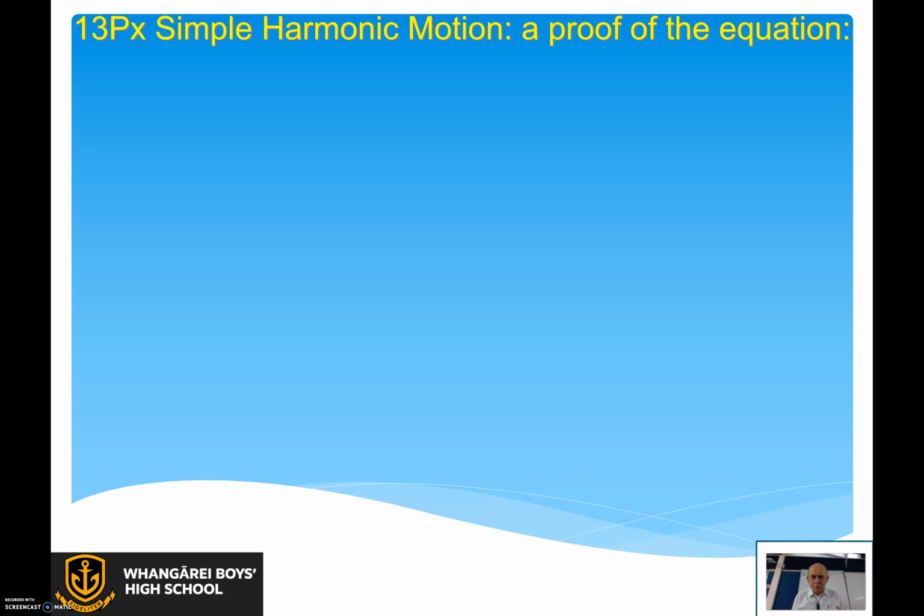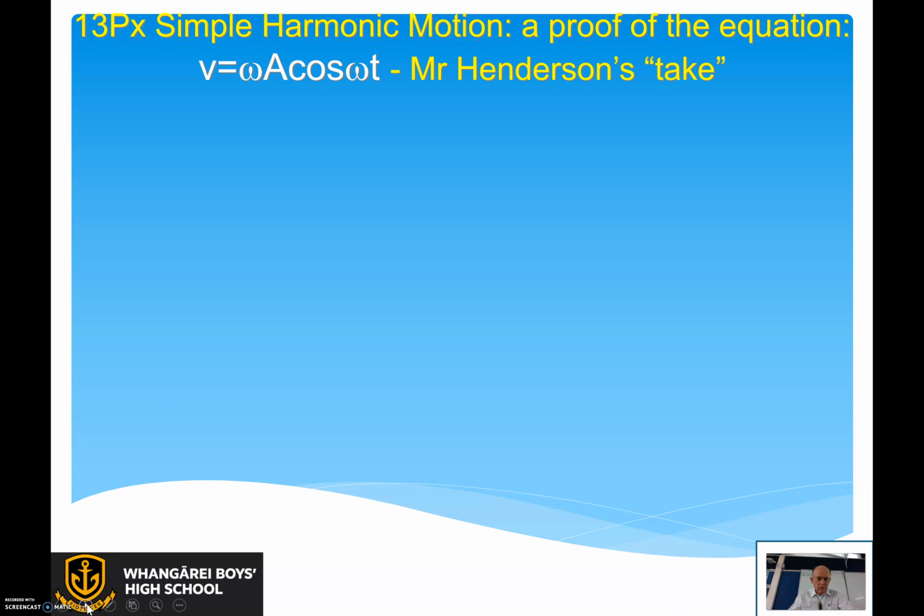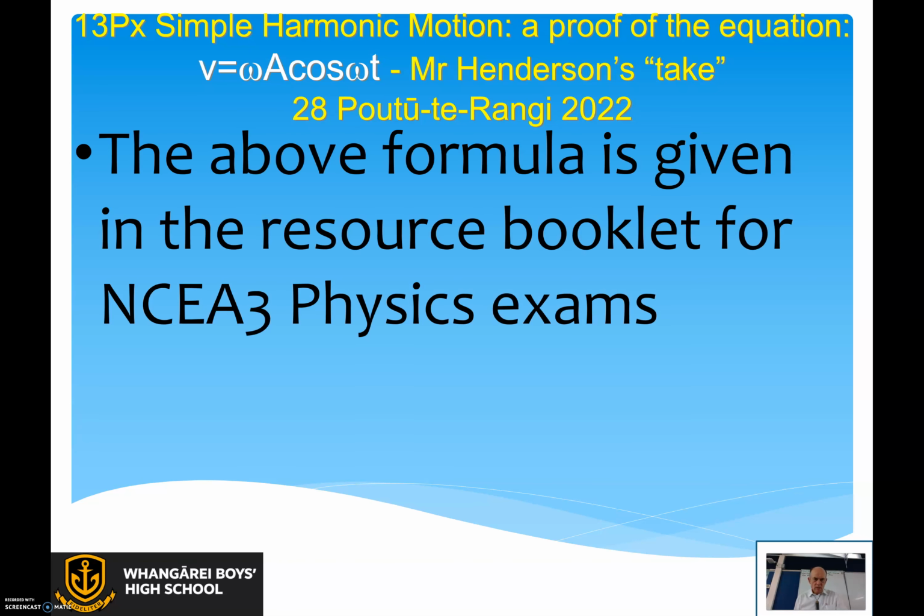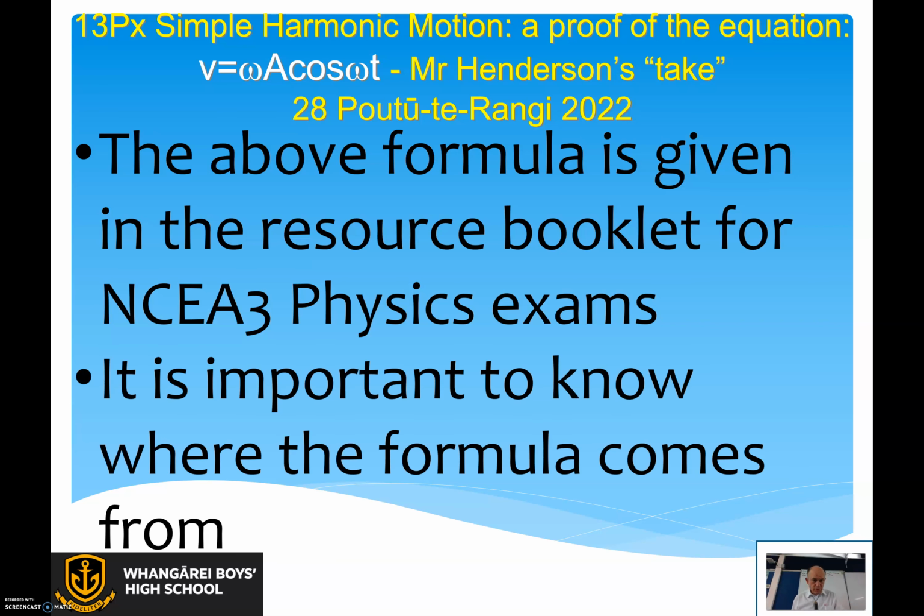This is a little proof of an equation that we use a lot in physics year 13, simple harmonic motion. We've got a few people away, and also down the track we could possibly use this again. So the plan of attack is to find a proof of this equation, which is given on the year 13 resource booklet in the exam. And this is my take on how we can find it. I did this on the 28th of March 2022. This formula is given in the resource booklet, and it's nice to know the origin of it. So therefore, instead of just believing things that people give you, you can see them built up and proven.